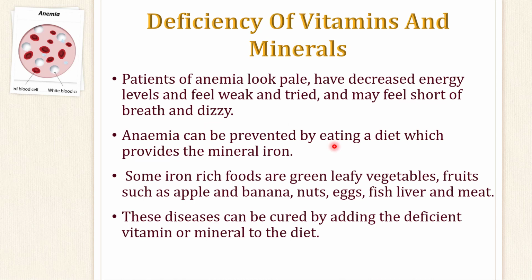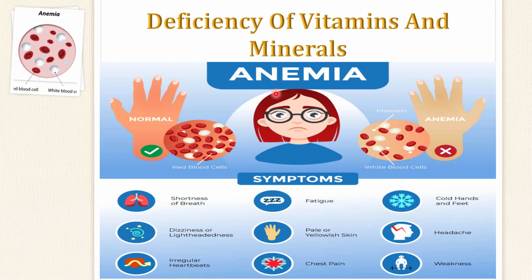Anemia can be prevented by eating a diet which provides the mineral iron. Some iron-rich foods are green leafy vegetables, fruits such as apple and banana, nuts, eggs, fish liver and meat. These diseases can be cured by adding the deficient vitamin or mineral to the diet. Now let's have a look at the symptom of anemia. This is how a normal hand looks, but if the person is suffering from anemia, the red blood cells are less and white blood cells are more, so that's why the hand looks a little pale.